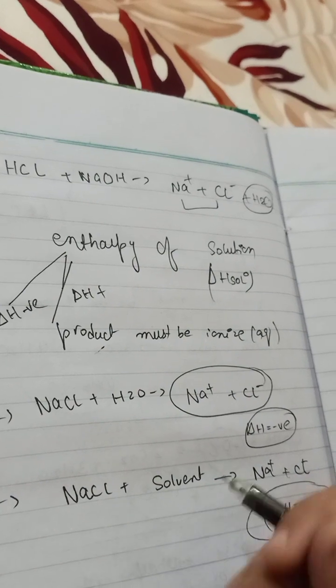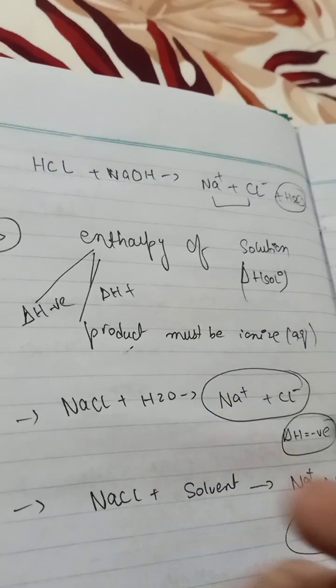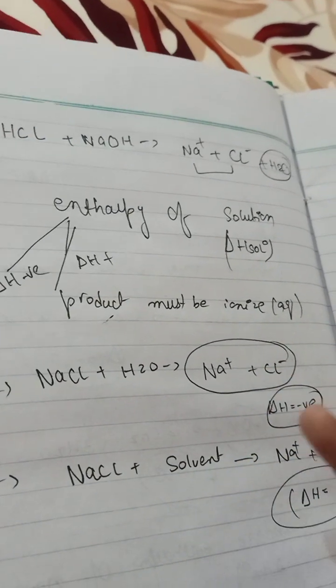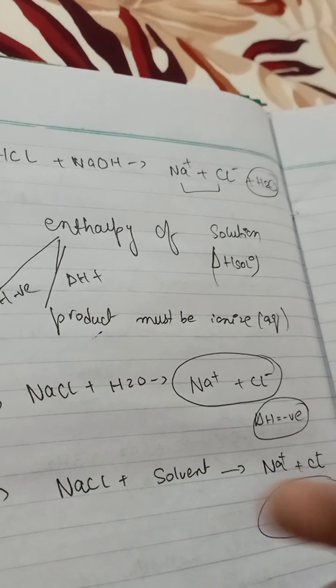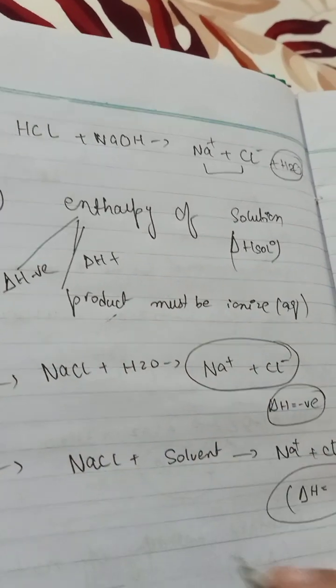Alright, you can take the example of ammonium chloride in water. So you will get ammonium and chloride. These are the ionized, aqueous form molecules. So that is also the enthalpy of solution.